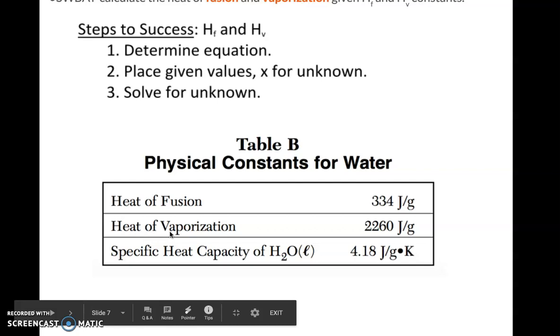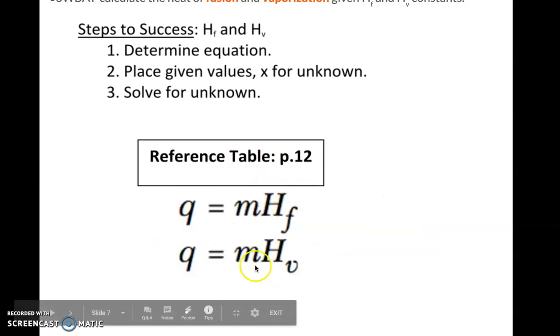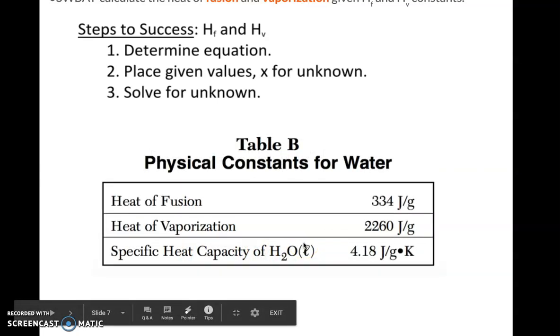The constants, so where we see H of F and H of V, you can find the constants on page 1 of the reference table, table B.